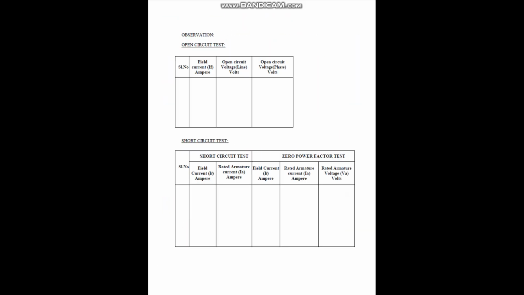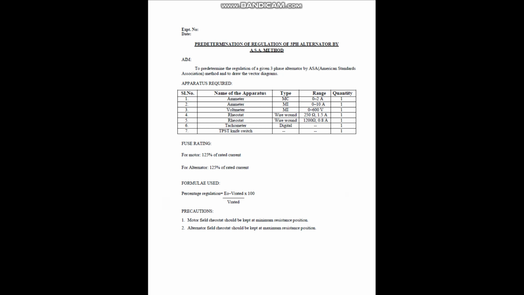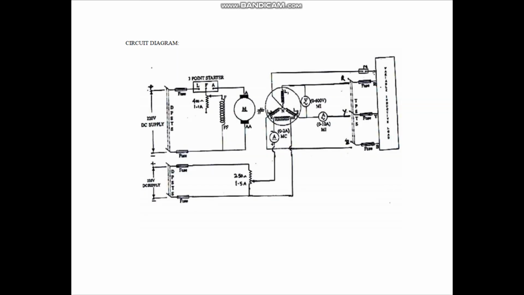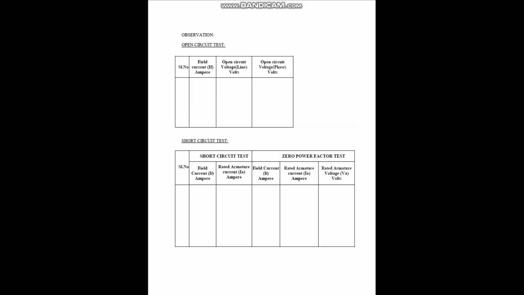So this is the method of regulation of a three-phase alternator using the ZPF method. Another method is the ASA method, the American Standard Association method. The aim is to determine the regulation of a given three-phase alternator by the ASA method and to draw the vector diagram. The diagram is similar to the ZPF method, just the variation will be in your triangle. You have to draw for the different lagging, leading and unity power factors.